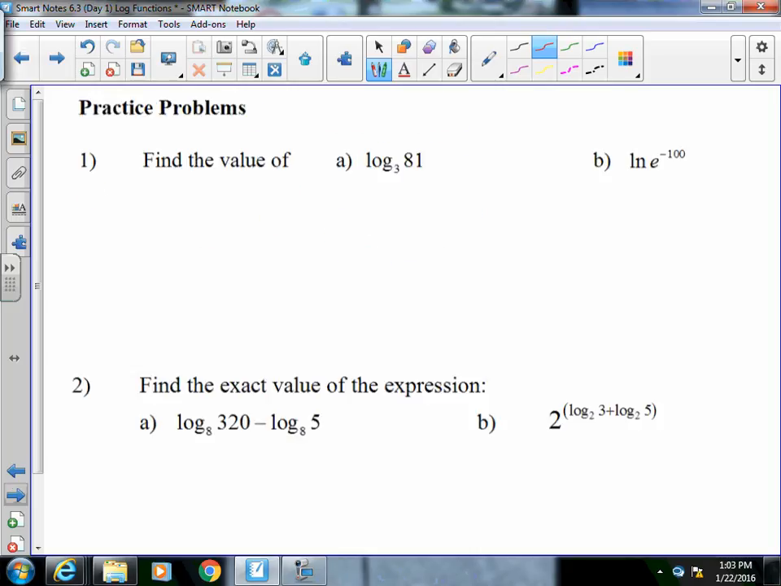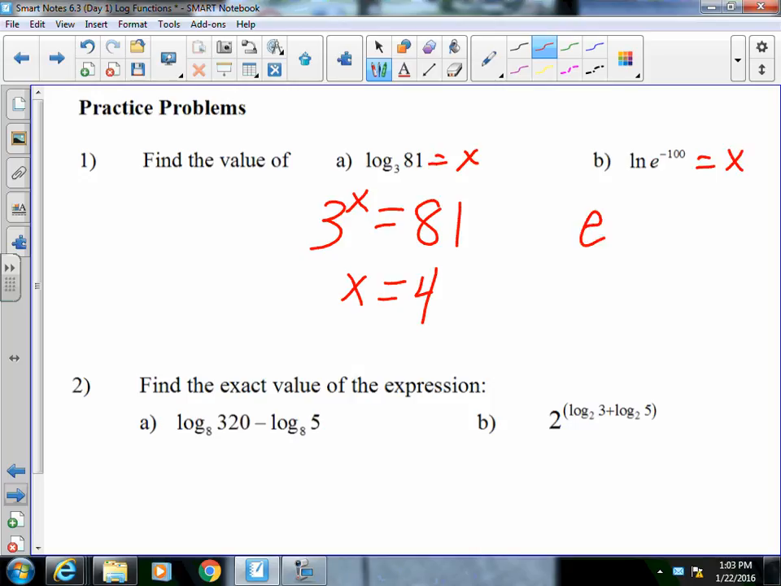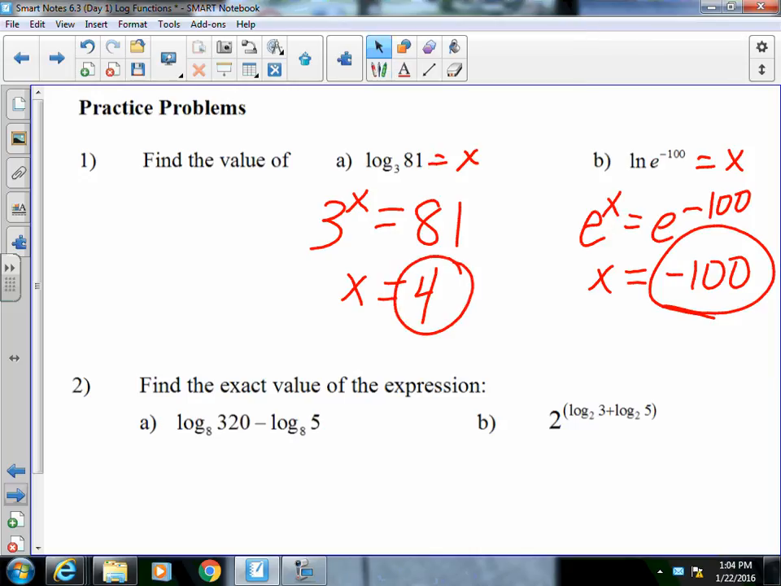So, let's solve them. Find the value of log base 3 of 81. Well, think of this as we're trying to figure out what it equals. If I change the form, 3 to what power equals 81? Well, that power has to be 4, so that equals 4. This next one, think of this as equaling x, and our base is e, so when we change to exponential form, e to the x equals e to the negative 100, that means that our x is negative 100. So we have those two answers on number 1.